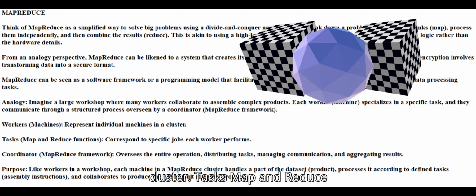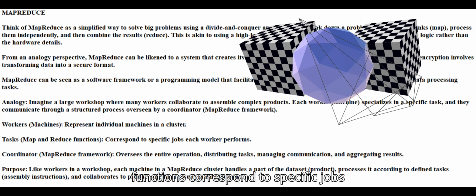Tasks (map and reduce functions) correspond to specific jobs each worker performs. Coordinator (MapReduce framework) oversees the entire operation, distributing tasks, managing communication, and aggregating results. Purpose: like workers in a workshop, each machine in a MapReduce cluster handles a part of the dataset (product), processes it according to defined tasks (assembly instructions), and collaborates to produce the final result (finished product).